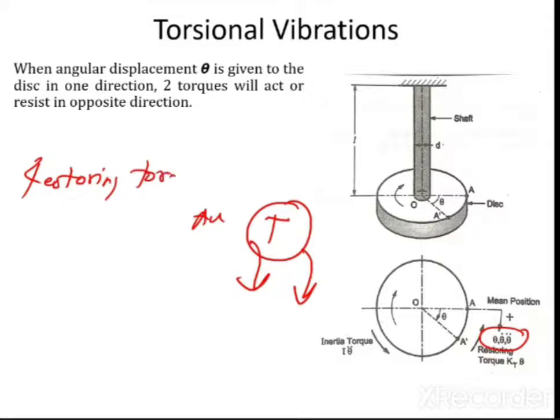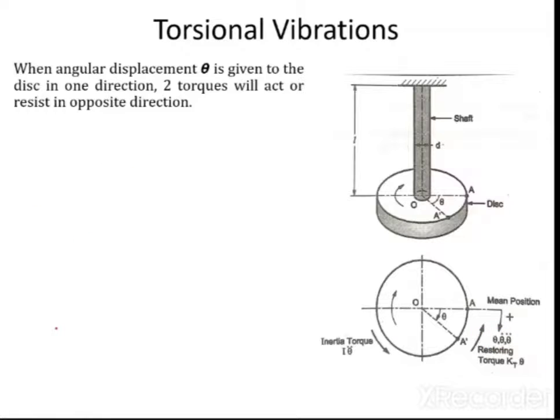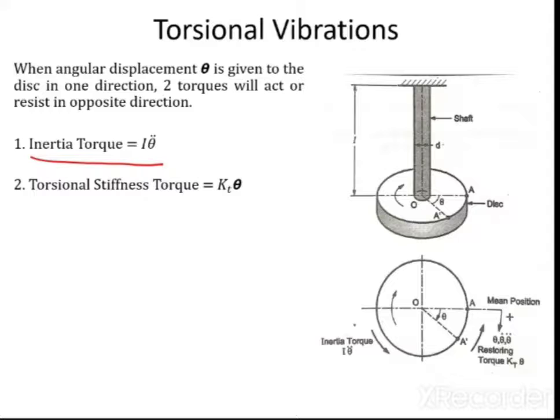Okay, जसं त्या केस मध्ये रिस्टोरिंग फोर्स होता. What was the restoring force? m x double dot and kx. Similarly, या केस मध्ये दोन रिस्टोरिंग टॉर्क तयार होतात, which will be equal and opposite to this applied torque. Now tell me what are these two restoring torques? Okay, the first restoring torque is the inertia torque, that is I theta double dot. So you can see this I theta double dot will act opposite to the theta, means opposite to the applied torque, so they will act anti-clockwise.